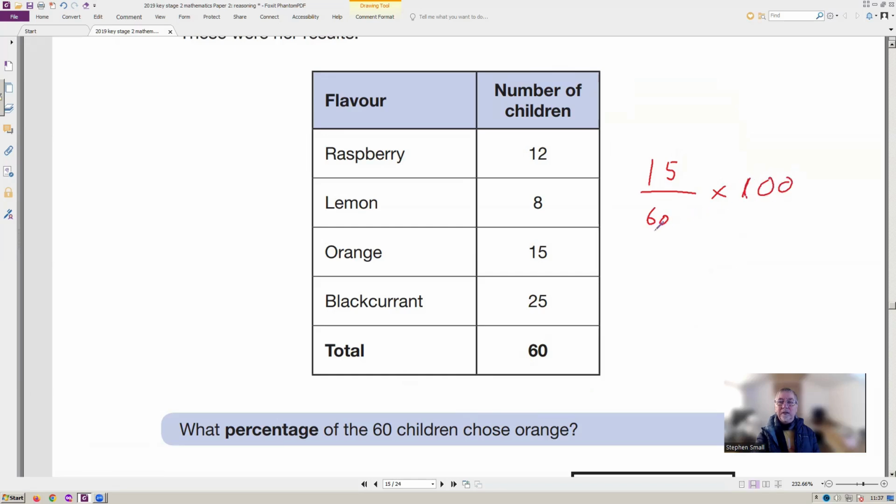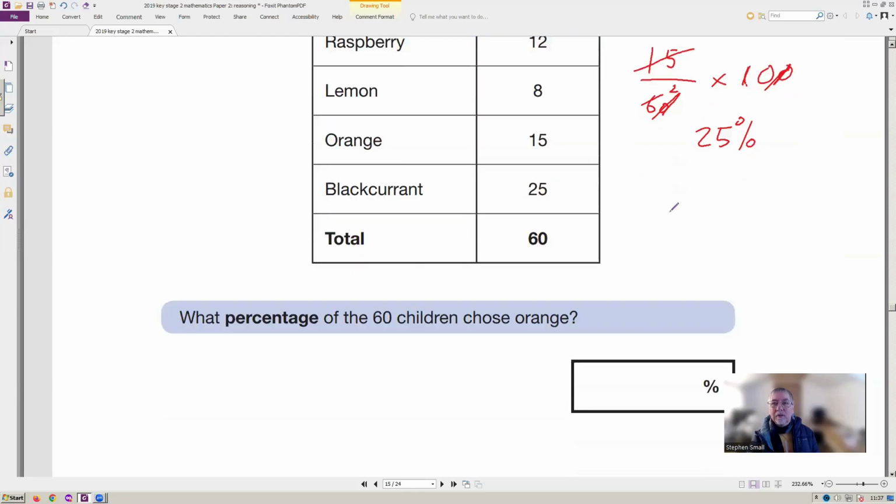And I can cross these. I don't know if this is going to work very well this way, but we'll try it. So they cancel. Then we've got 15 times 10, which is 150, but I can go a bit better than that. This is 5, 3 goes into this 5 times, and 3 goes into this twice. So now I've got 5 times 10 is 50, divided by 2 is 25. So it's 25%, which I think you can see, 15 over 60 is a quarter, so 25%.